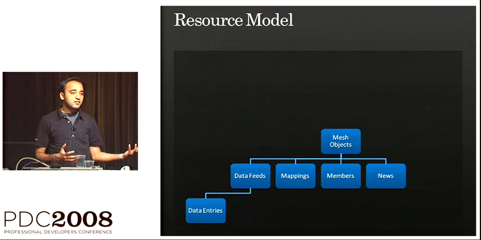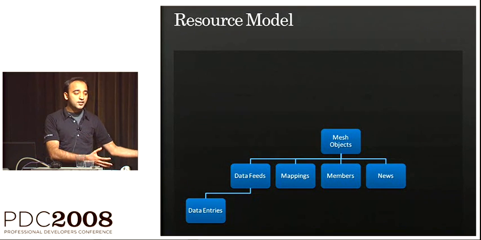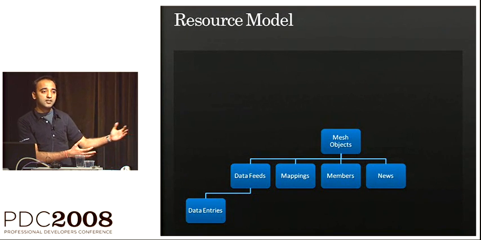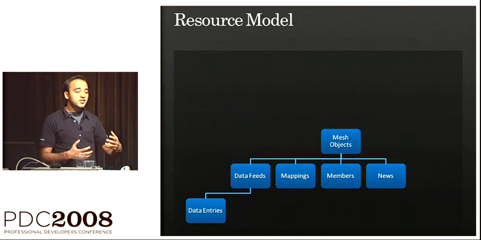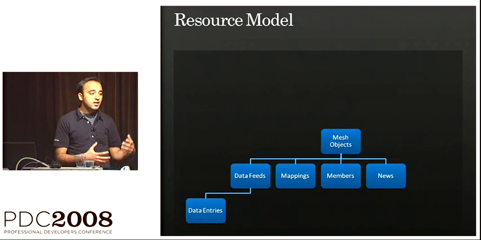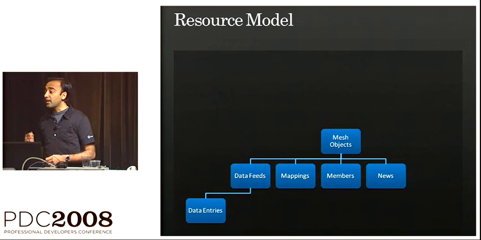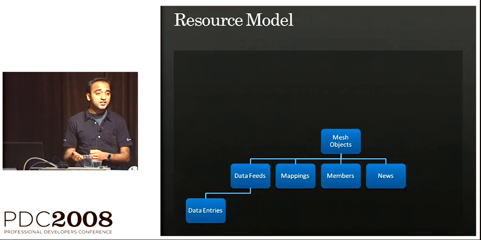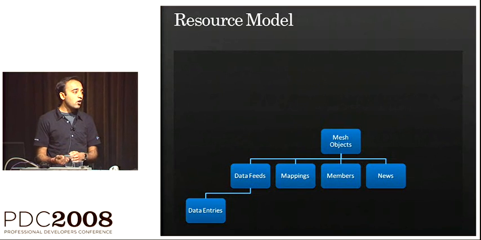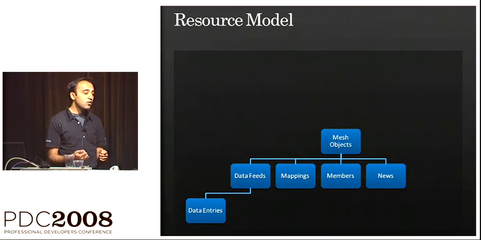Then we have mappings. I have the same set of photographs on my laptop, and I have them at home on my media center. So all the various devices on which this mesh object is mapped, I can get all that information from the mappings feed. Then we have the news. As soon as I add new photographs, as soon as I delete a photograph or make changes to it, we generate a news entry corresponding to the action, so that you get up-to-date information, the current state of where things are.